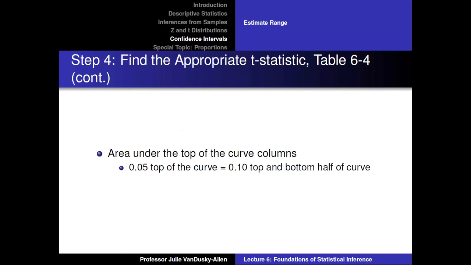Although the table only focuses on the top of the curve, we want to know the area under both ends of the curve because we are calculating a lower bound of a confidence interval and an upper bound. That also means that if we are examining the area under the top and bottom of the curve, we would have 0.05 in the upper half and 0.05 in the lower half. If we added 0.05 and 0.05 together, we have a total of 0.10 under the entire curve.